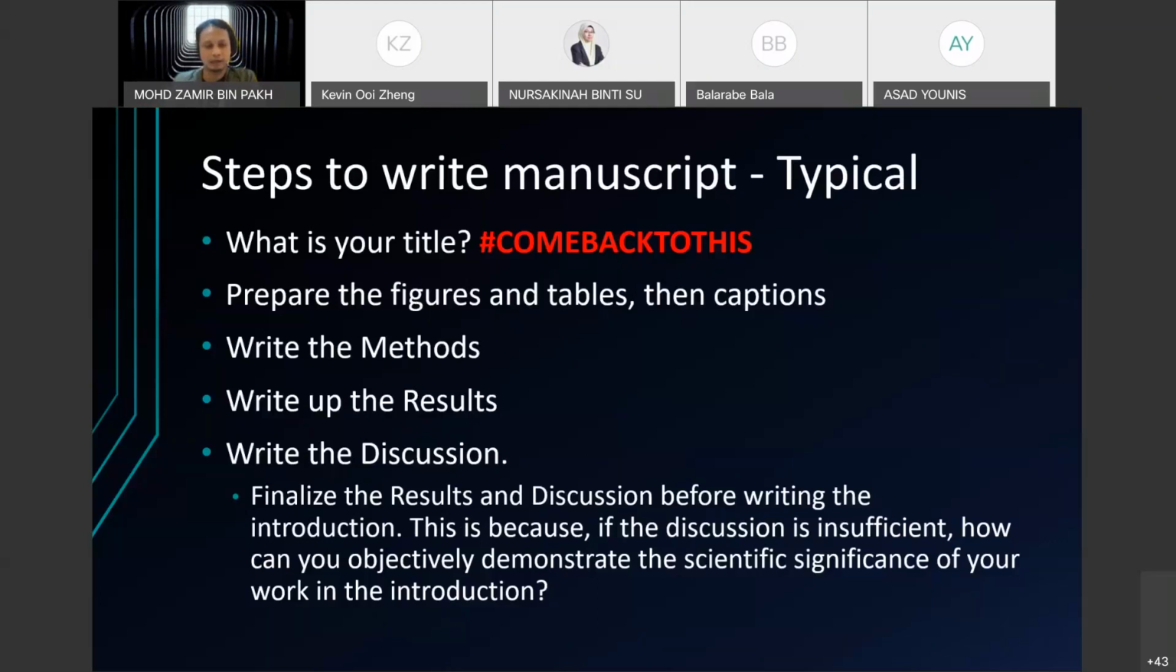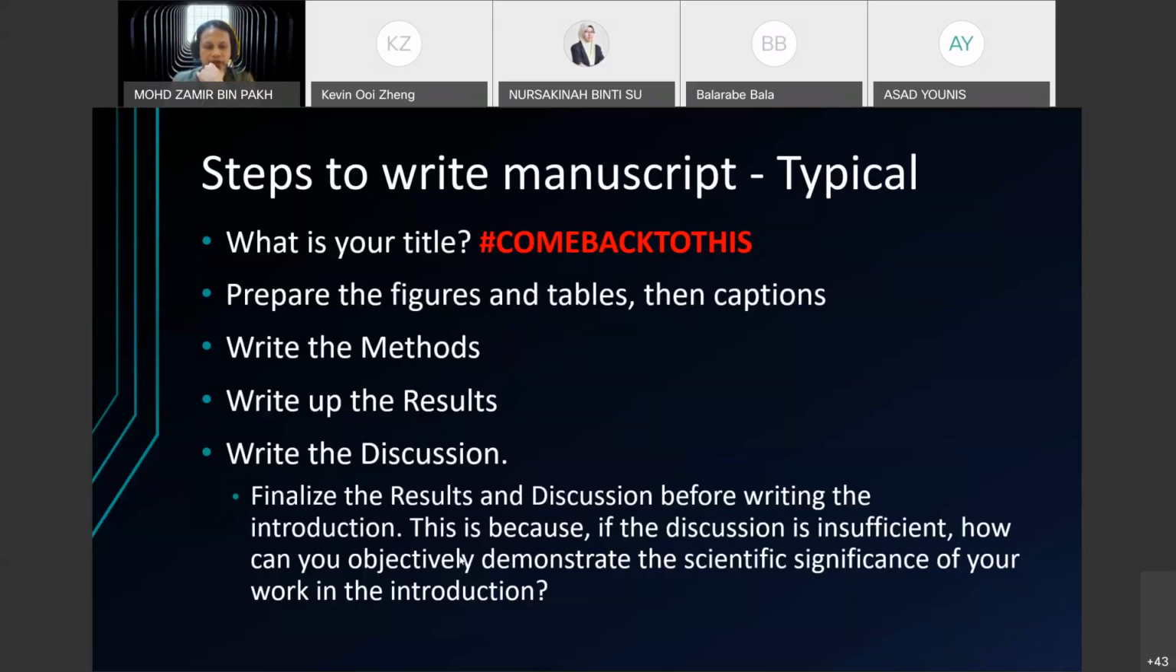The way I do it, I conclude, and only then do I go back to the introduction, even though I already know it's going to take this shape: the field, strengths, weaknesses, what is not done, and therefore what you would like to do and publish. So finalize the result and discussion before writing the introduction.